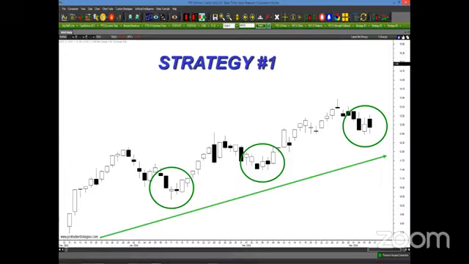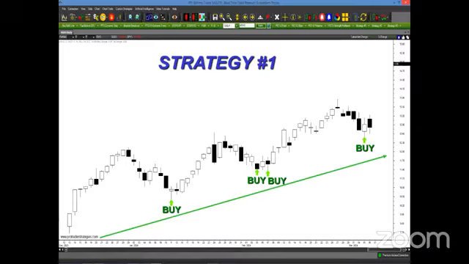Let me show you how powerful strategy number 1 is. On our platform, once again, it's as simple as clicking on strategy 1, and in the drop-down menu, you'll see signal alerts. Click on signals, and look at where the signals were generated. Right there, each and every one of those signals was a profitable trade. In fact, this very last one, look what happened in the next following days. Right back up. So this is how powerful strategy number 1 is.